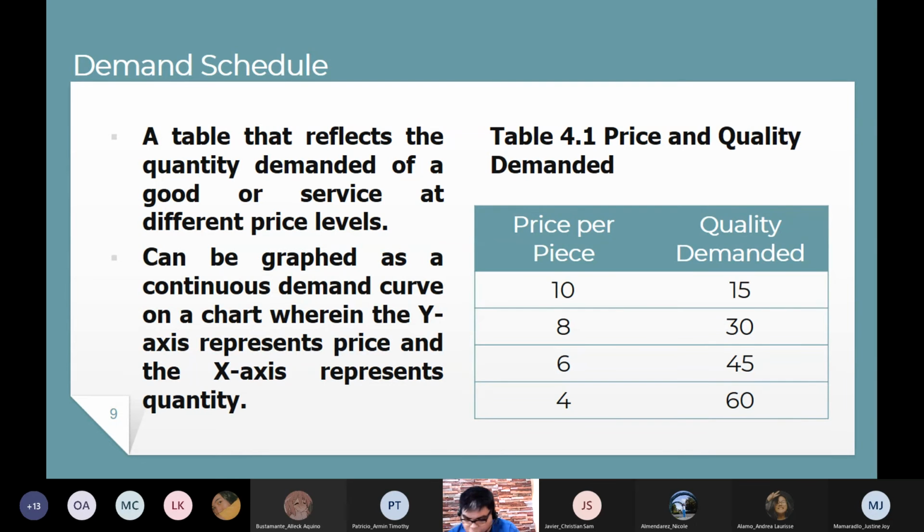Okay, on page 32 of the book, Applied Economics, ano po ba yung demand schedule? It is a table that reflects the quantity demanded of a good or service at different price levels.